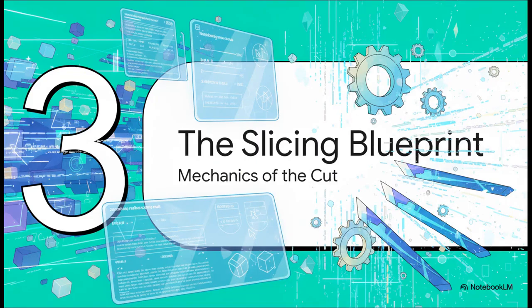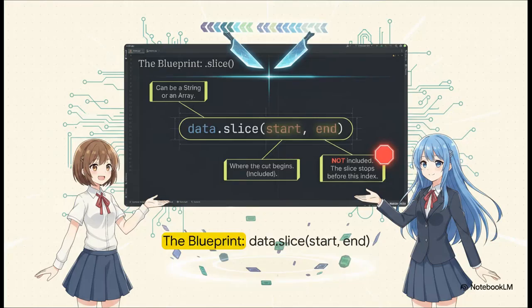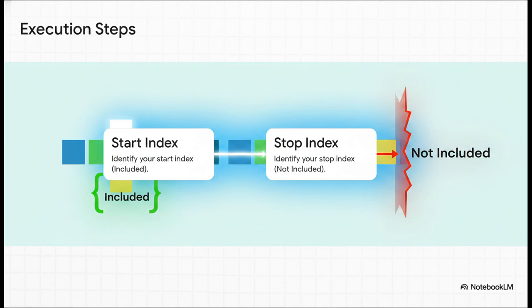All right, section 3, the slicing blueprint, mechanics of the cut. Here it is, your master coding blueprint. It's wonderfully simple, but man, is it effective. First, you just provide the data. Then, you attach the .slice method. Inside those little parentheses, you pass in up to 2 parameters separated by a comma. The start index, which tells the code exactly where the cut begins, and the end index, telling it where to stop.